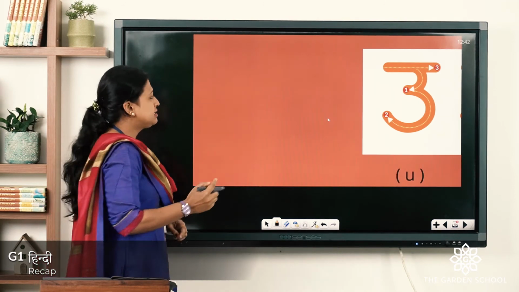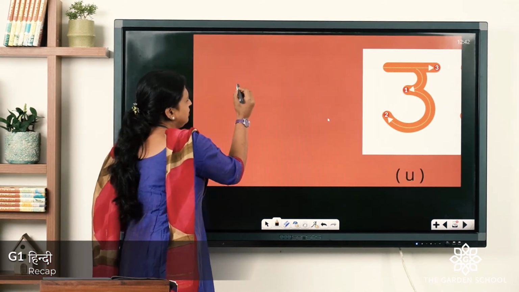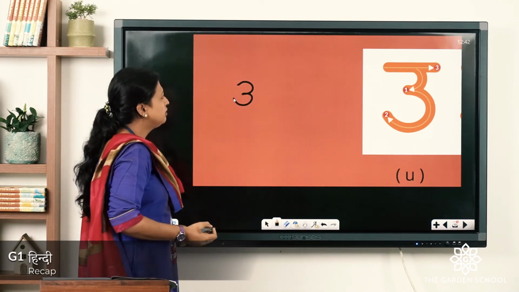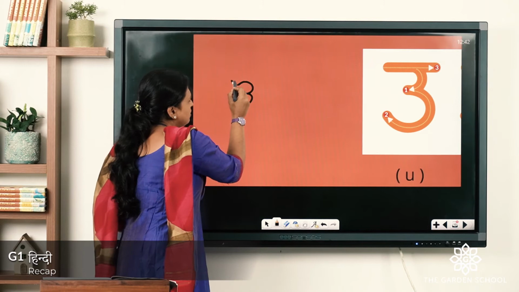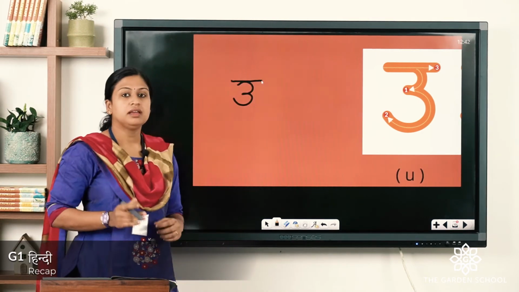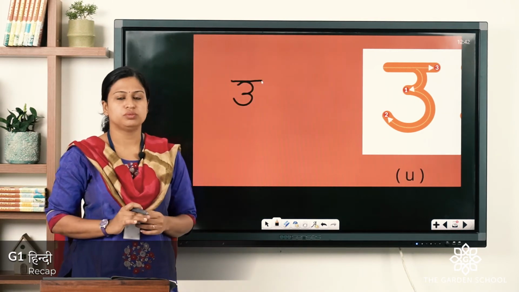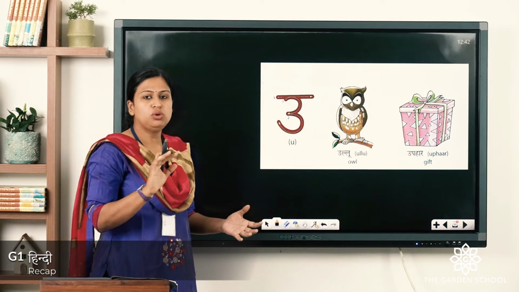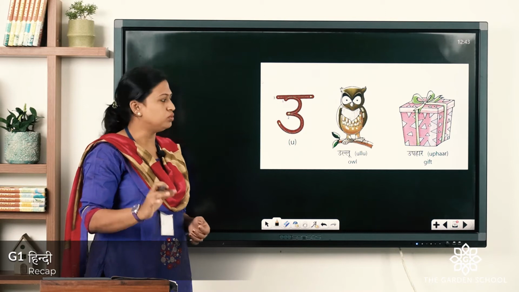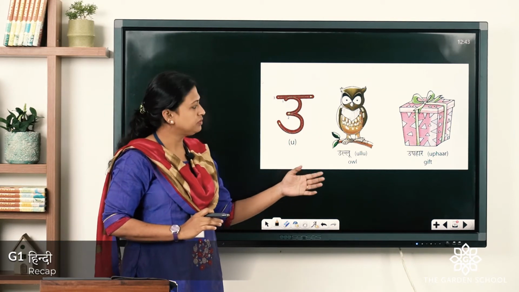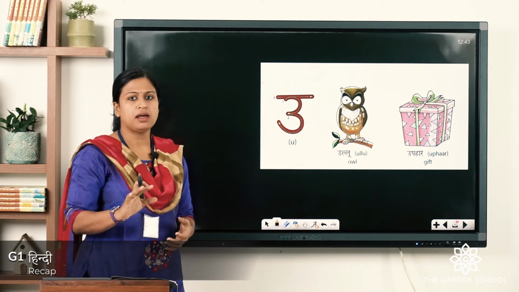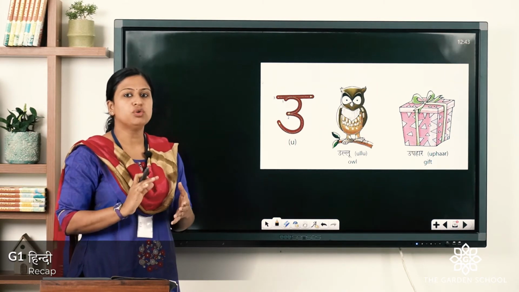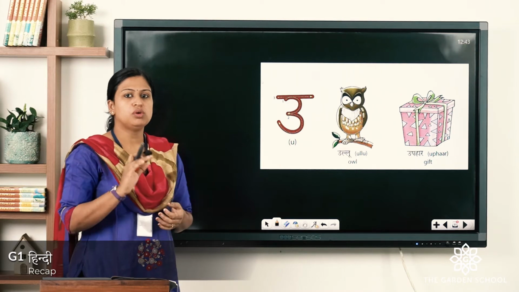Now next vowel is U. It's very simple. You have to just write the number 3 and on the top a sleeping line. Its sound is U. Short sound U. The word is Ullu. Ullu means owl. The next one is Uphar, gift. So here you can hear the short sound of U. Ullu, Uphar.